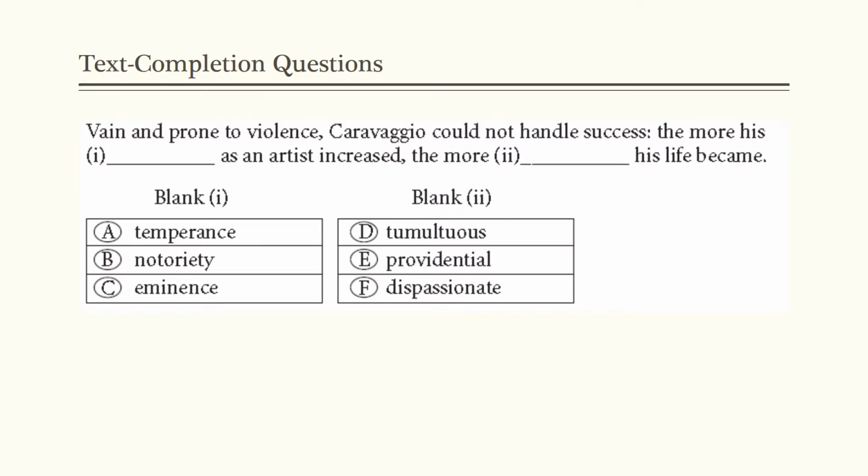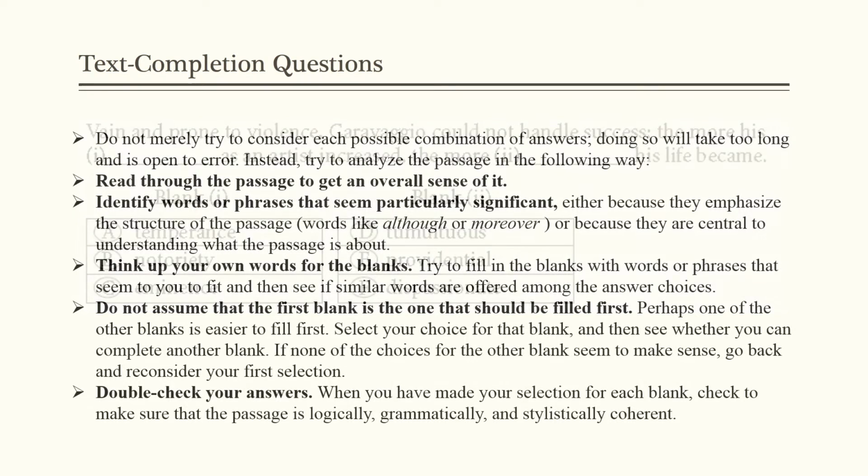How do you approach text completion questions? Let's take a look. Do not merely try to consider each possible combination of answers, because that's going to take too long and that process is open to error. Instead, read through the passage or the sentence carefully, get an overall sense of it, identify words like although, moreover, words that are particularly significant, just as we did in sentence equivalence questions, and then think up your own words for the blanks. Once you figure out what the blanks should have, look in the answer choices and look if there are words with similar meanings.